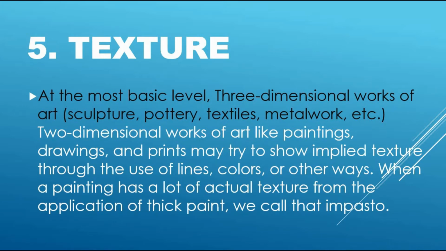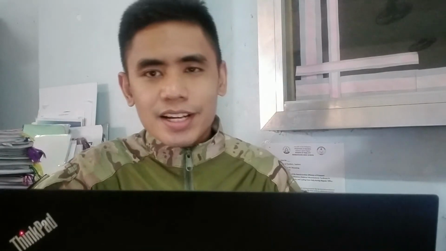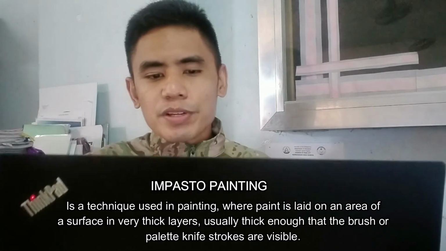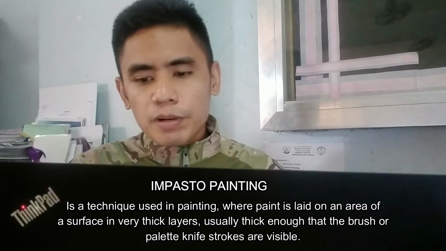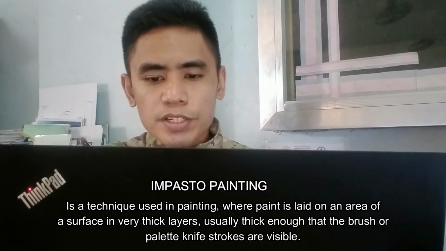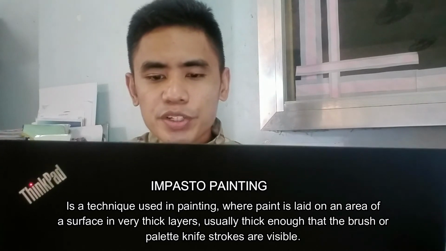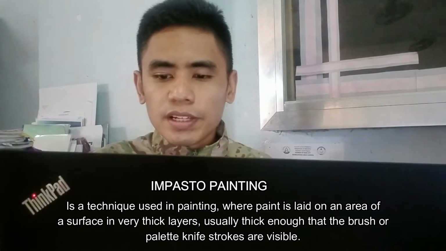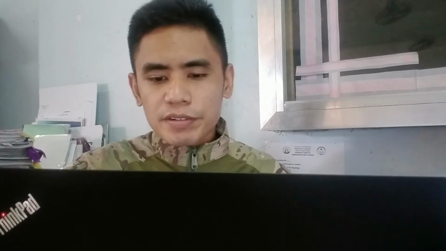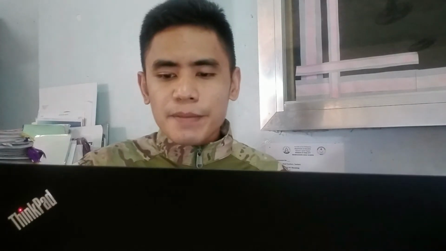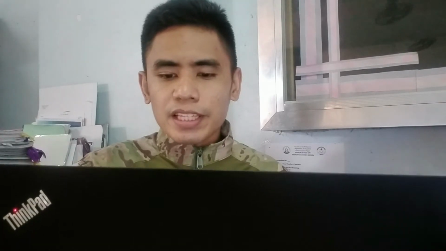When a painting has a lot of actual texture from the application of thick paint, we call that impasto. What is impasto painting? According to my research, impasto is a technique used in painting where paint is laid on an area of the surface in very thick layers, usually thick enough that the brush or painting knife strokes are visible. Paint can also be mixed right on the canvas. When dry, impasto provides texture. The paint appears to be coming out of the canvas.